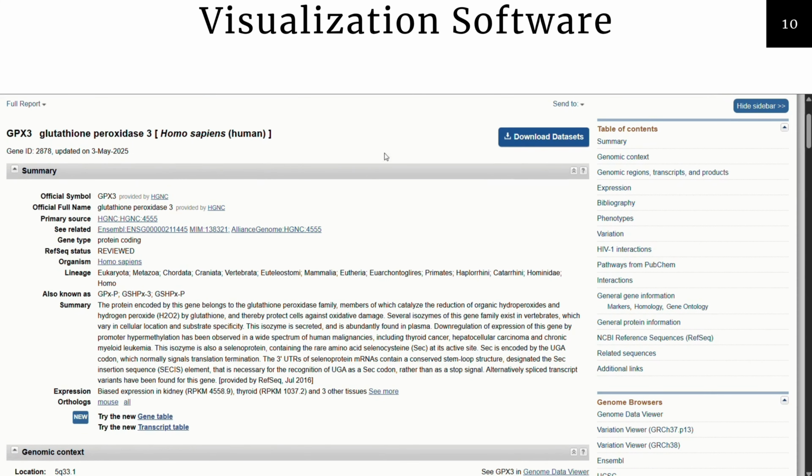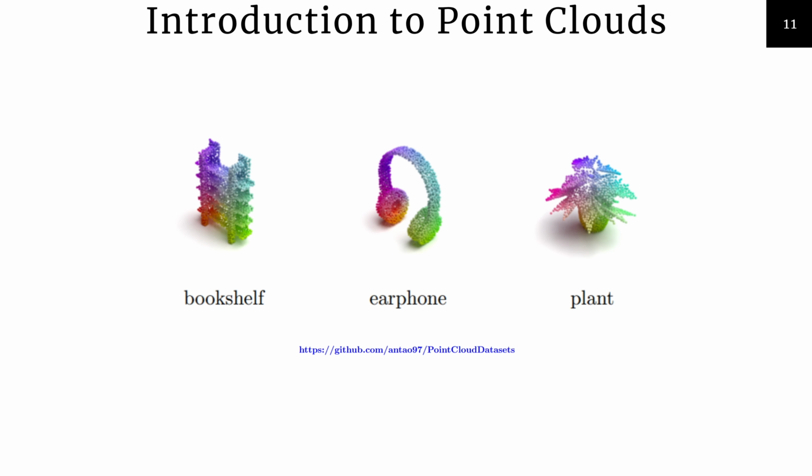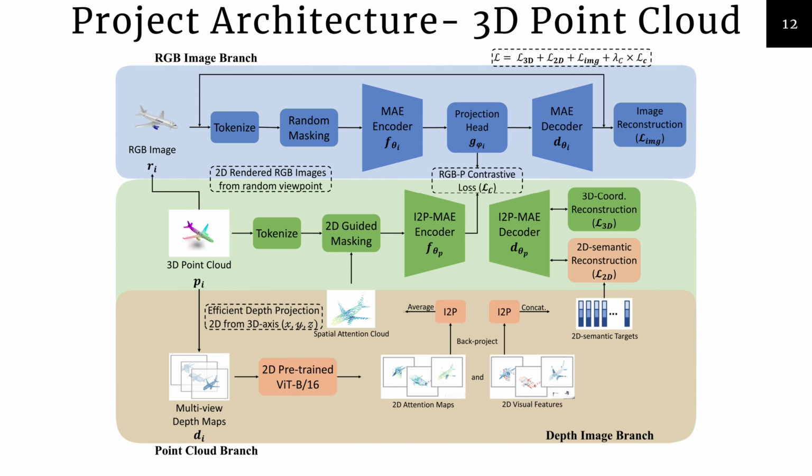Our second application is point cloud model architecture. A point cloud is a collection of 3D data points representing the external surface of an object or scene. Our RNDPMAE is a multi-branch masked auto-encoding framework integrating a point cloud encoder with 2D pre-trained RGB and depth image encoders. The point encoder utilizes a 3-stage hierarchical transformer processing 2048 input points.